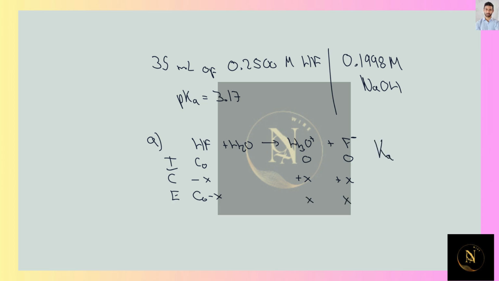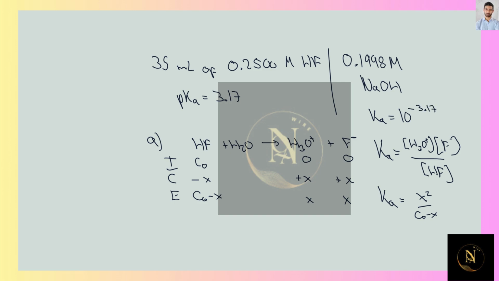The Ka for this reaction is the concentration of H3O plus times the concentration of F minus divided by the concentration of HF that we have in solution. Remember that water doesn't matter in the ice table nor in the equilibrium constant because it's a pure substance. So Ka is nothing but x squared divided by C0 minus x. But we know that Ka is equal to 10 to the minus pKa, so 10 to the minus 3.17.